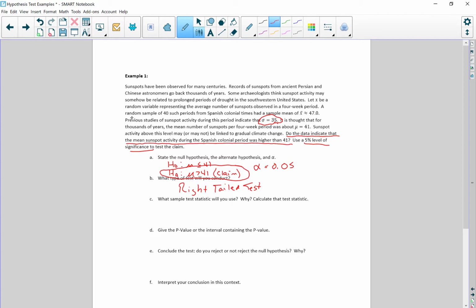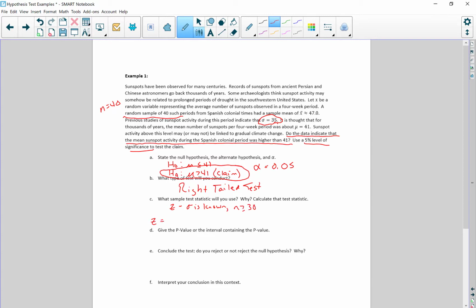So in this case, we had a random sample of 40. So n is equal to 40. Remember the requirements for the central limit theorem: n is greater than or equal to 30, or the distribution is normally distributed. And 40 is greater than 30, so we can use our z statistic. So we're going to use z because sigma is known, and because n is greater than or equal to 30.